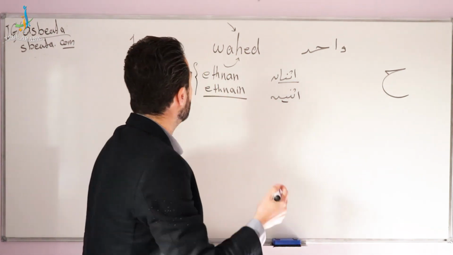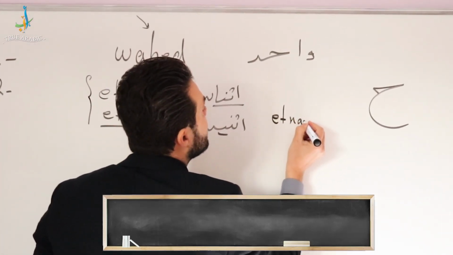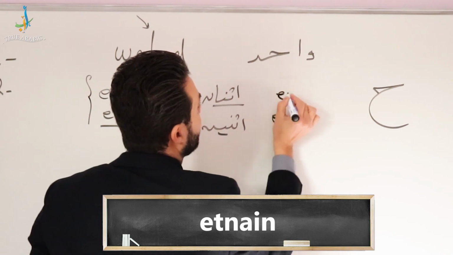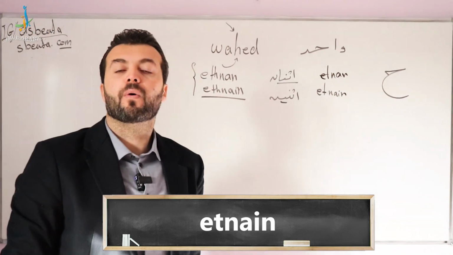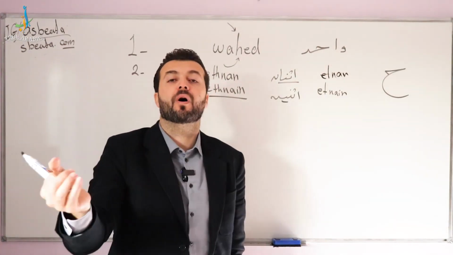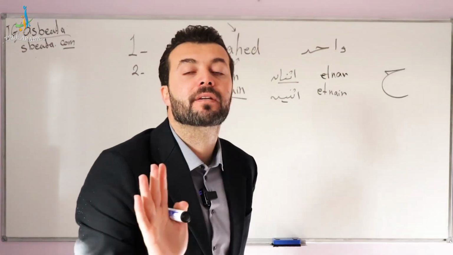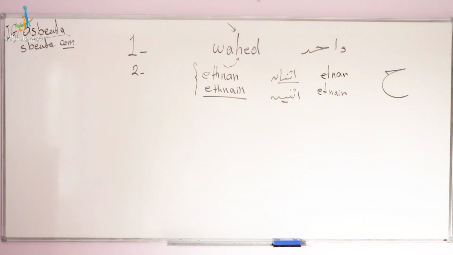But in the street we say اثنين. We don't say th, we say t instead. But both of them, if you say any word in any Arab country, they will understand that you want to say اثنين, which means 2.